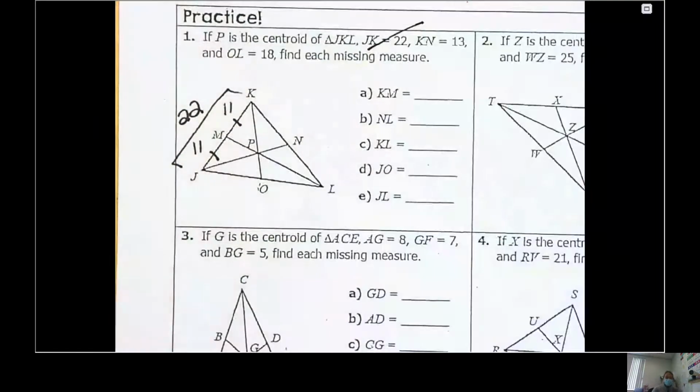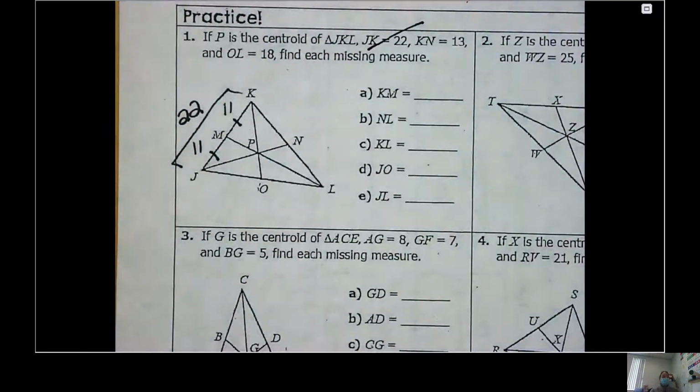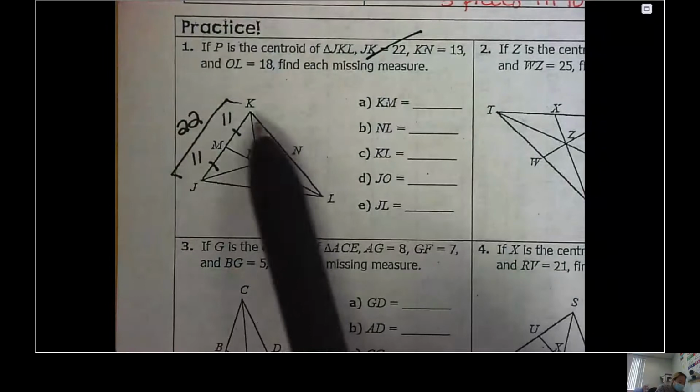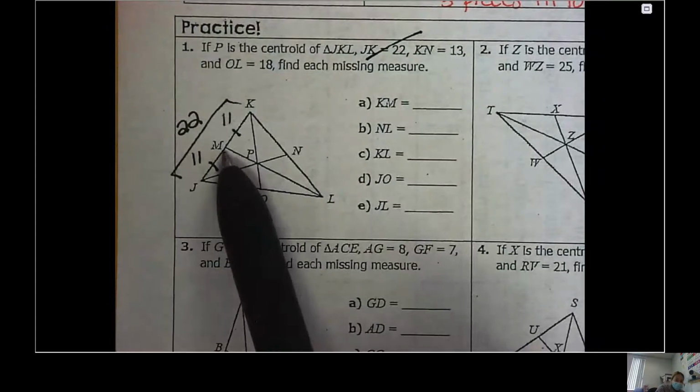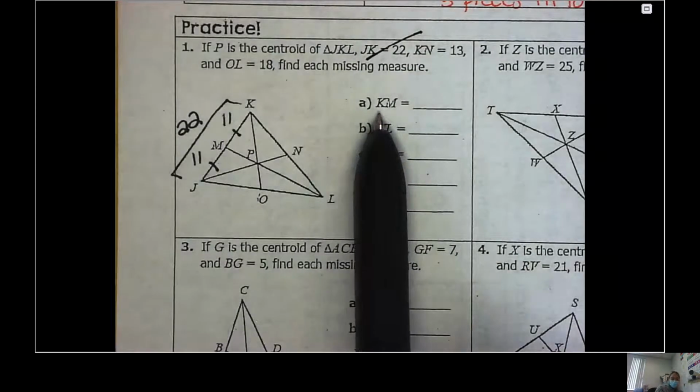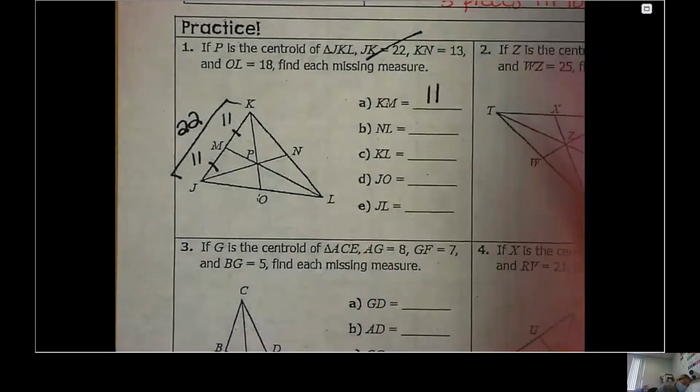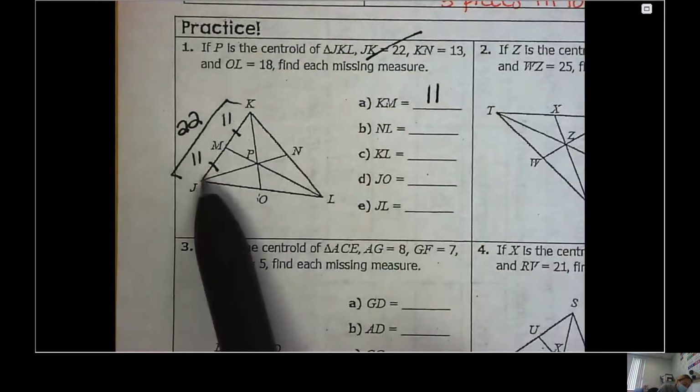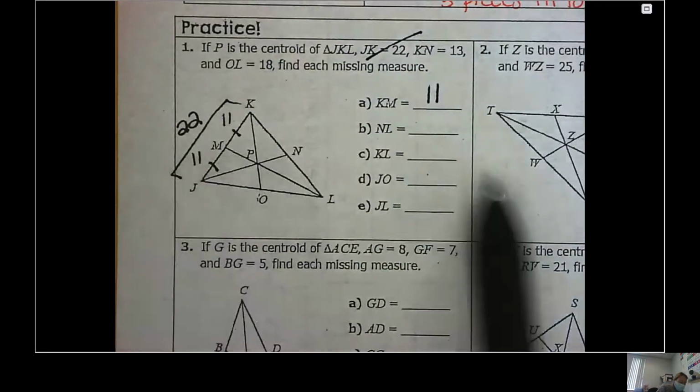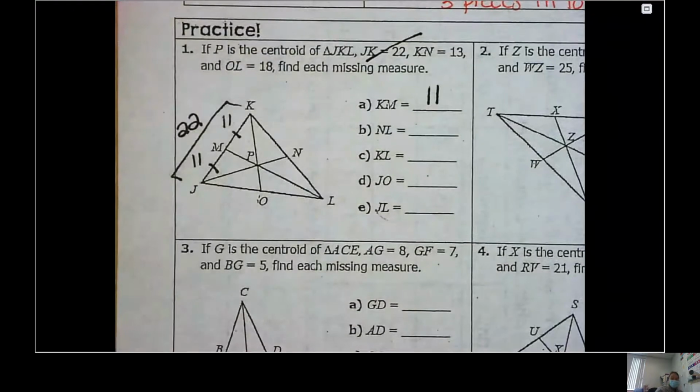I'm going to cross that off because I used it. And then I'm going to look at the question. Does any of the questions ask me for KM over here? Yeah, the first one. So I put 11 there. Does anyone ask me for MJ, or JM? Nope. Okay, so I'm done there. Now I can go on to the next one.